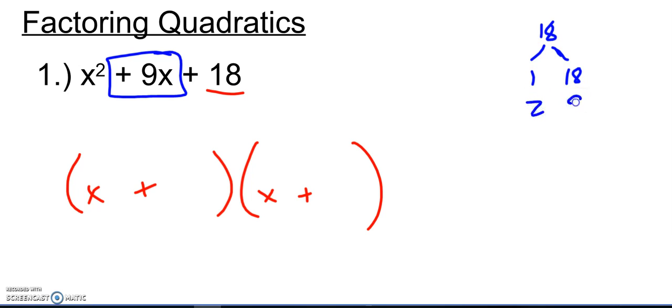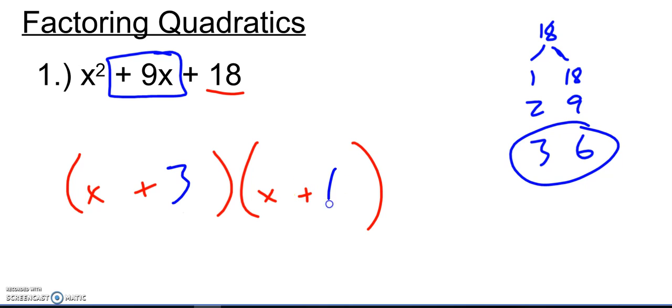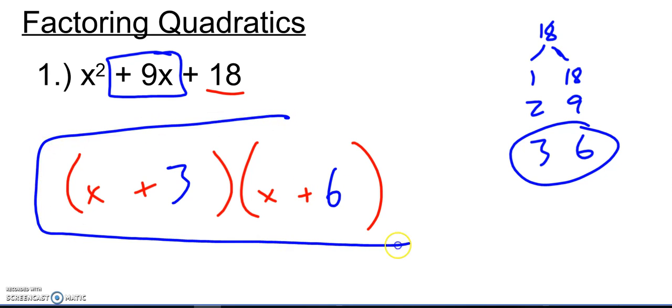So factors of 18, 1 and 18, 2 and 9, 3 and 6. We're looking for the pair that when we add them together we get 9, so we're going to use these two. And in this situation it doesn't matter where we put the 3 and the 6, so it could be either, but this would be our factored answer.